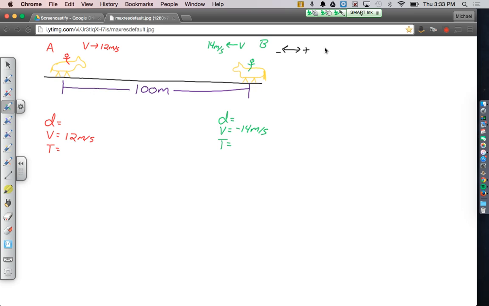Very common mistake, people want to plug in 100 meters into one of the d's for either Albert or Benedict, but that doesn't make any sense because neither one is going to travel 100 meters. They're going to stop somewhere in the middle when they run into each other. So we can't plug that in. What I will do is write down my constant velocity equation for Albert, which is d equals v times t. And I have my constant velocity equation for Benedict, which is d equals v times t.